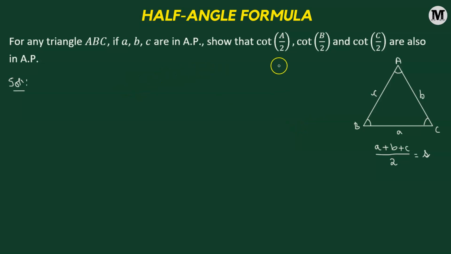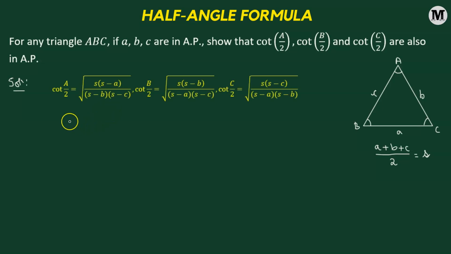We also have a formula for cotangent of A over 2, that is the half angle formula. We'll be using the half angle formula to start our problem. We are going to presuppose that the three terms, cotangent of A over 2, cotangent of B over 2, and cotangent of C over 2 are already in arithmetic progression.